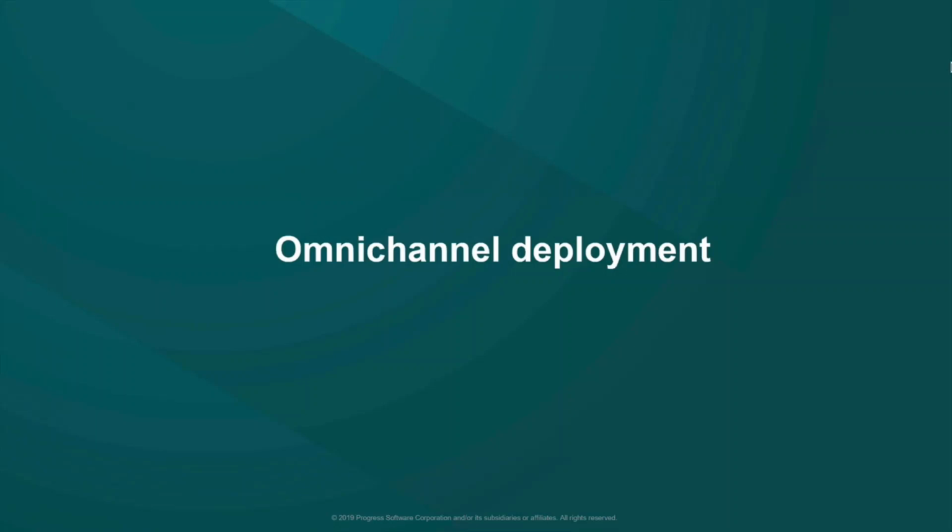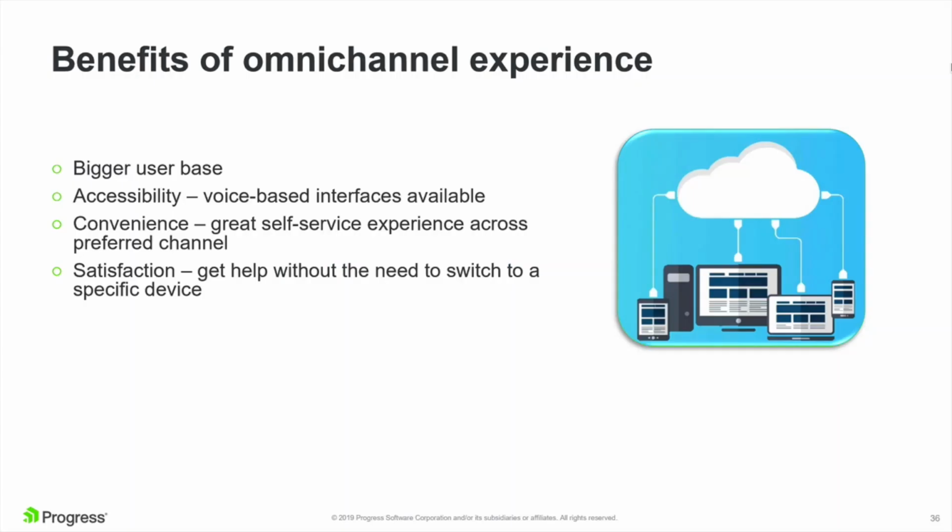Now let's talk about deployment, or getting your chatbot out there. Nowadays, it's quite common that a business would interact with users on more than one channel. For example, a company might communicate with their users through a website, a Facebook page, Viber, SMS, or some other channel. Here you can see some of the benefits of having omni-channel deployment, like having a bigger user base, enhancing the accessibility of your service with voice-based interfaces, and allowing users to interact with your company via their preferred channel without the need to switch to a specific device.